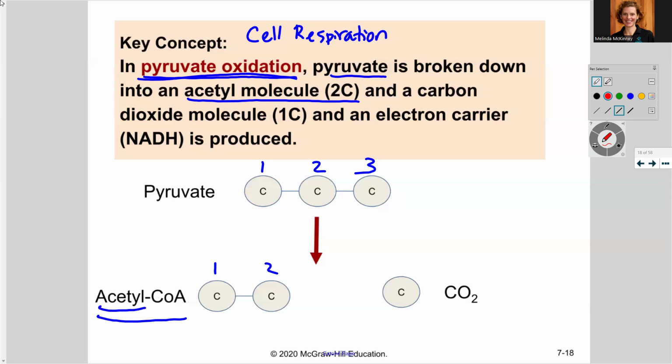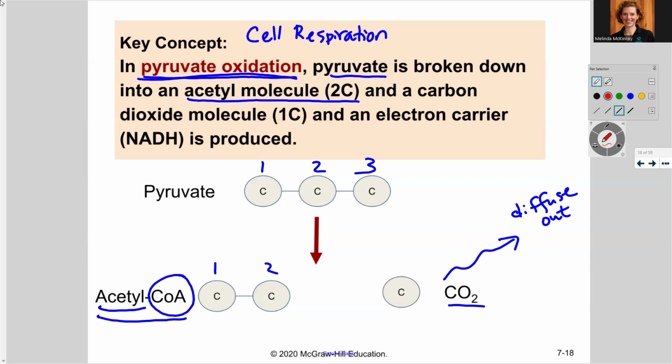It's going to be attached to a coenzyme A, which is why it has this second part to it called acetyl-CoA. We really care about the fact that it's 2 carbons. It's stabilized by the fact that it has coenzyme A. And then we're also going to produce a byproduct over here, carbon dioxide, which just has a single carbon. And this is going to diffuse out of the cell. So we won't see that again.